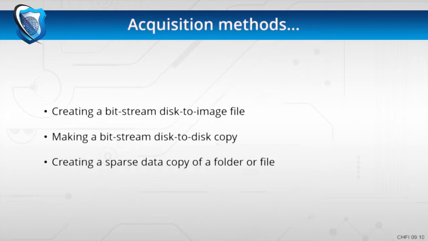Sparse acquisition says we're going to collect fragments and unallocated and deleted data, and that gets into areas of the disk that don't have a lot of stuff on them. Sparse means that there are very few things there. Acquisition methods: bitstream copies, disk to image, disk to disk, and sparse data copies. We're going to look at each one of those.